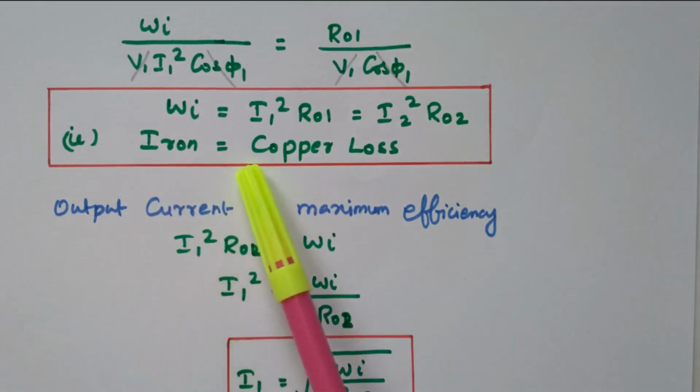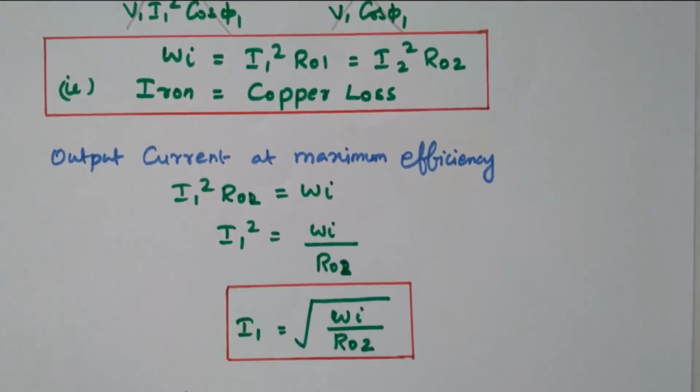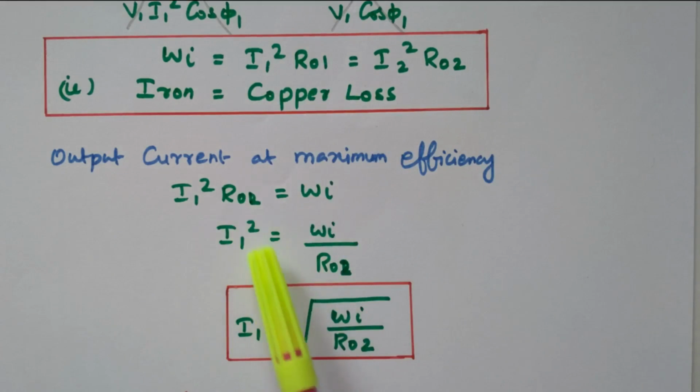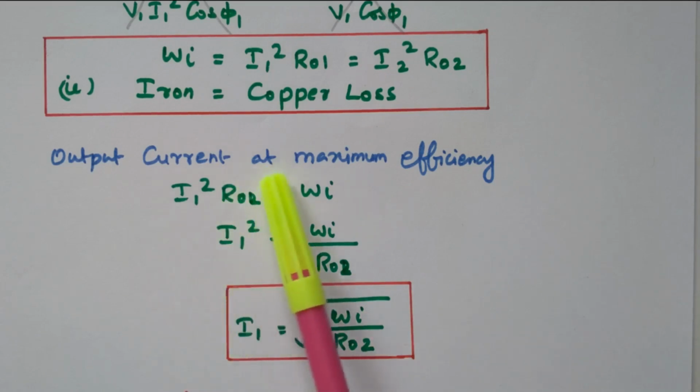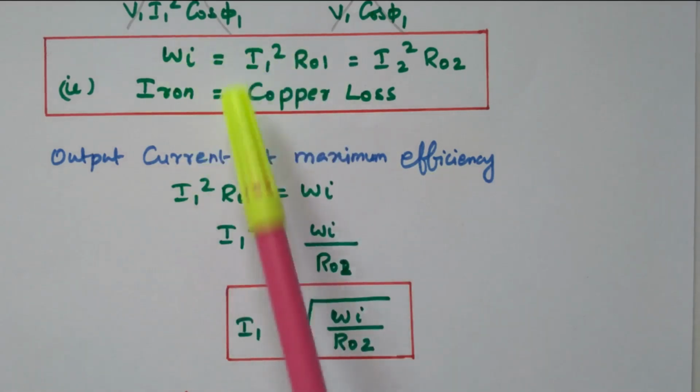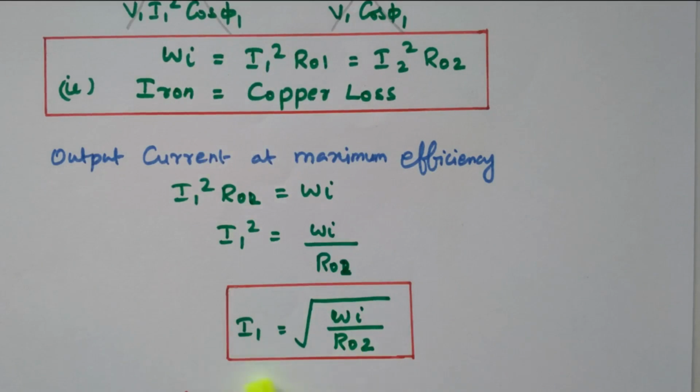So at this maximum efficiency, we can find the expression for current also. What is our condition? I1 square R02 equal to Wi. Here we refer to R02; we can refer R01 also, right? So from that, I1 square equal to Wi divided by R02. So I1 means the square root of Wi divided by R02. So this is the expression for primary current when the efficiency is maximum.